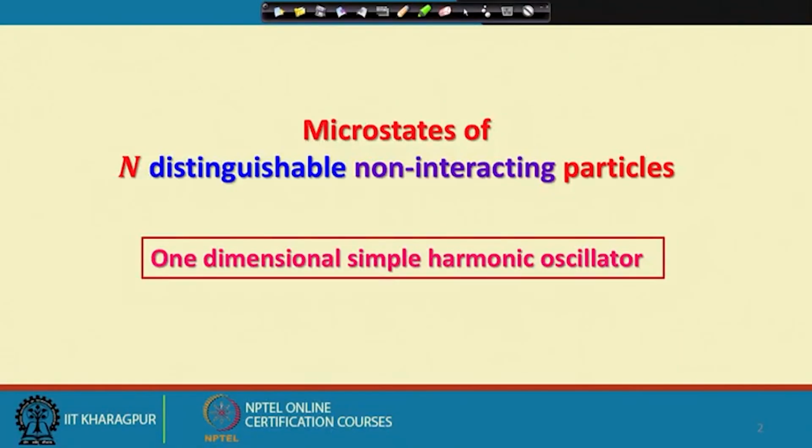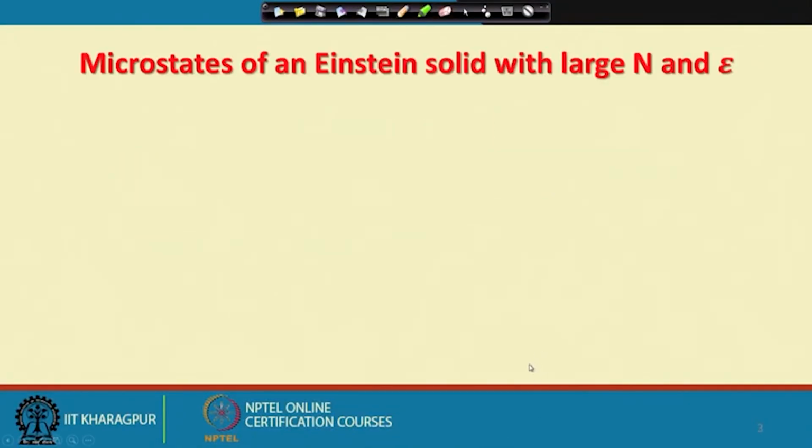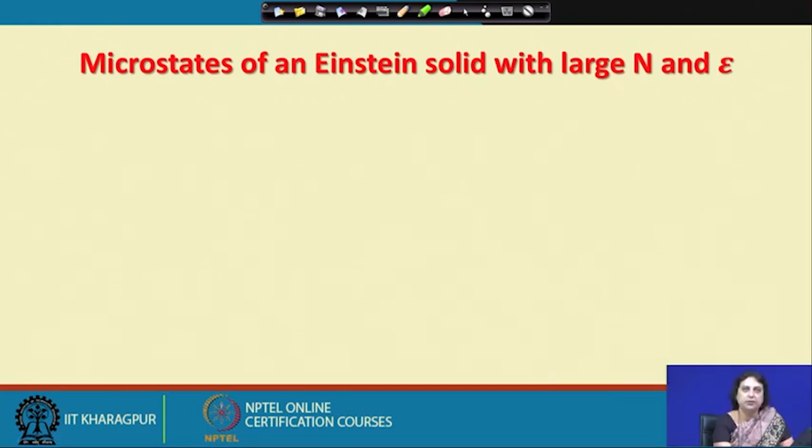We will continue our discussion on the microstates of simple harmonic oscillators, and we are talking about the solid which is known as the Einstein solid, that is comprised of capital N distinguishable non-interacting one-dimensional simple harmonic oscillators, for which the number of oscillators present is large and there is a large amount of energy available to it.